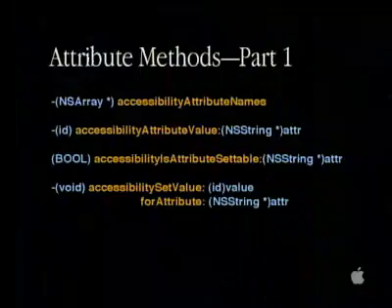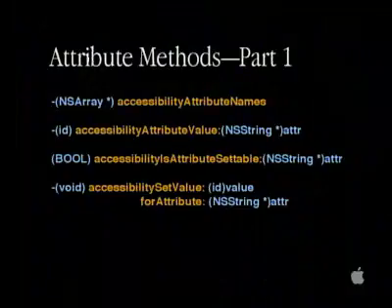So the first part of the protocol deals with methods. And so there's a method for returning a list of all the attributes you support. There's a method for returning the value of a particular attribute. There's a method for testing if a particular attribute can be set. And finally, there's a method for setting its value.